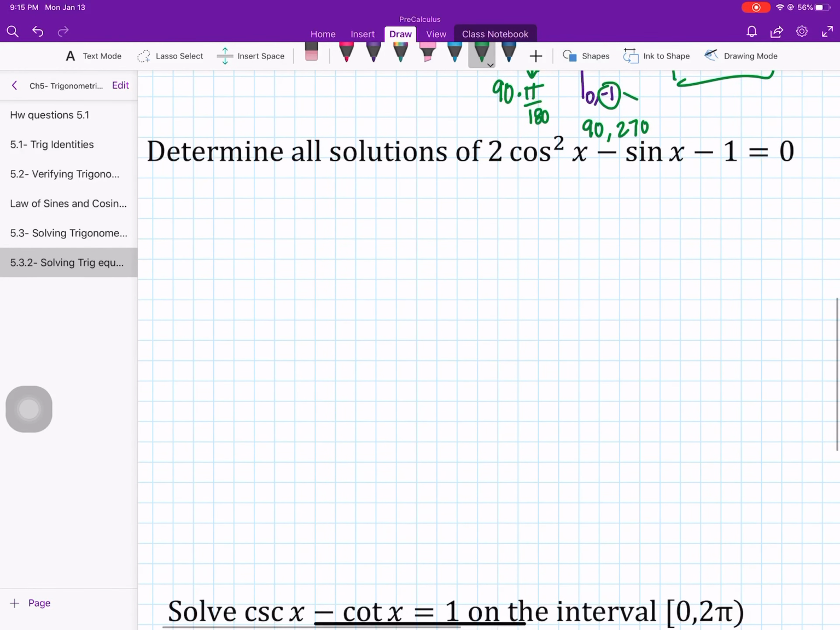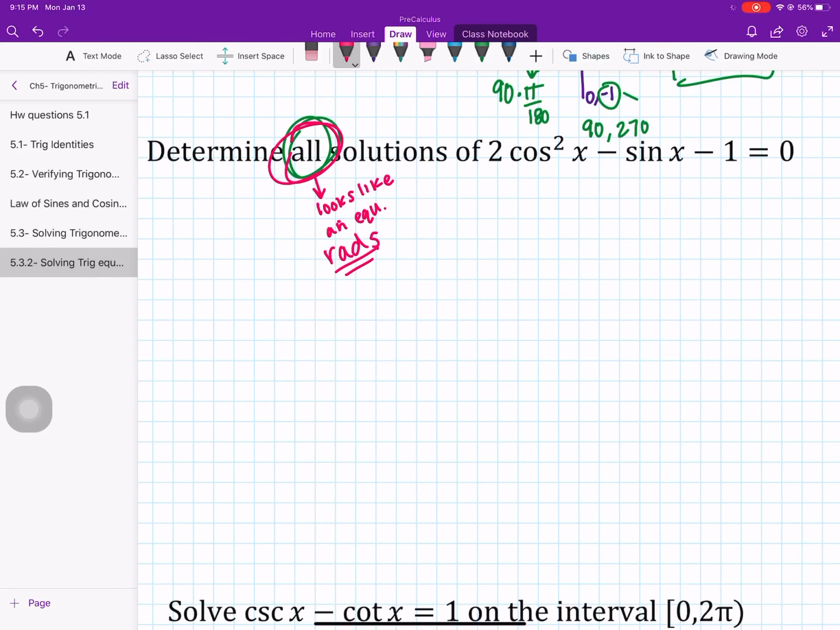The next question, determine all the solutions. So keyword all. And we talked about this briefly at the end of class. But whenever we have all solutions, our answer kind of looks like an equation. Your answer will have a radian measure in it. And we're going to get a little fancy with it. But first, let's look at the equation. We'll solve it like normal. This all part only comes into play at the very end.